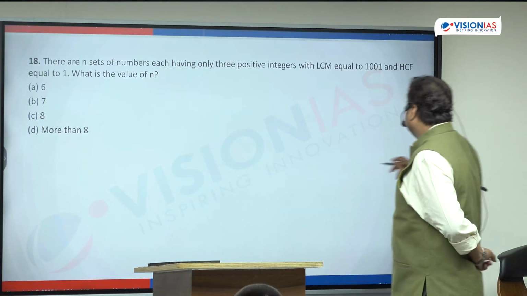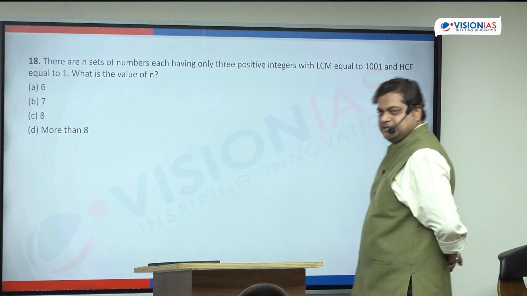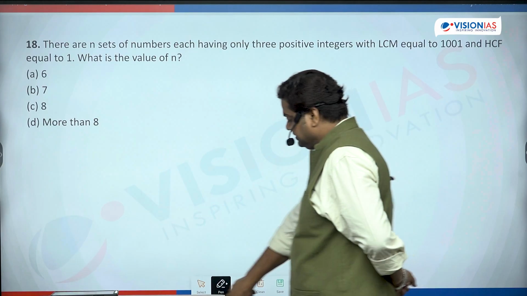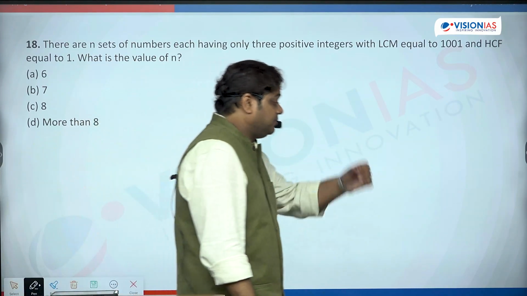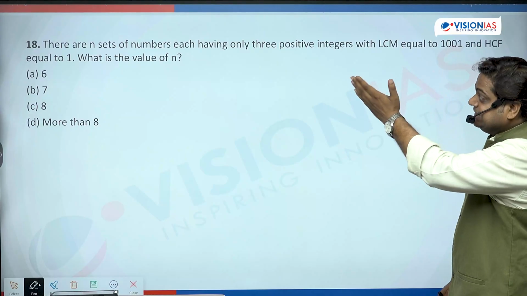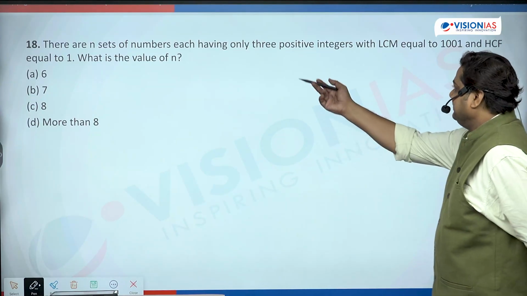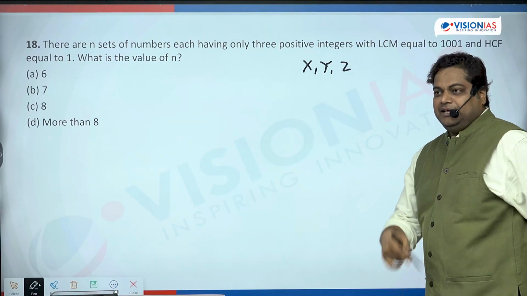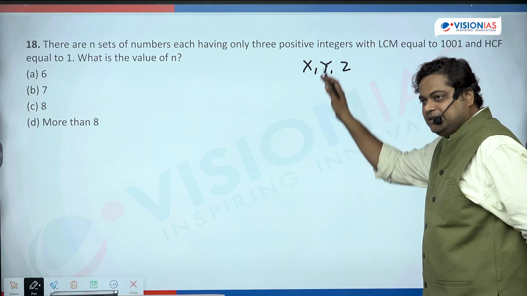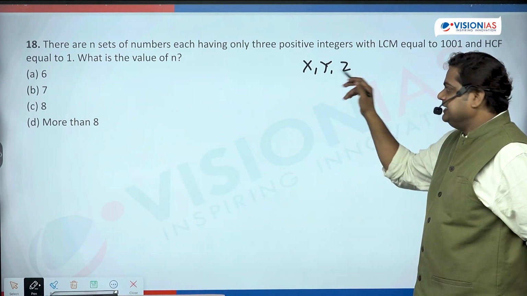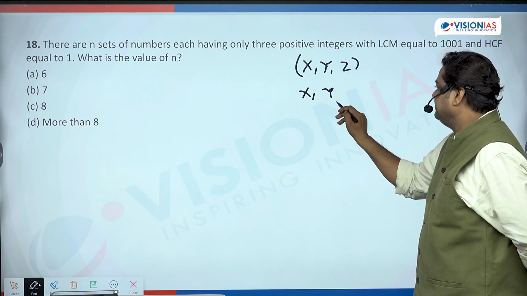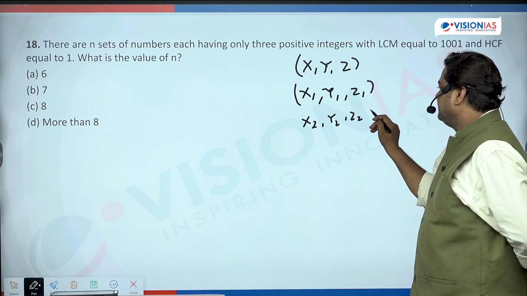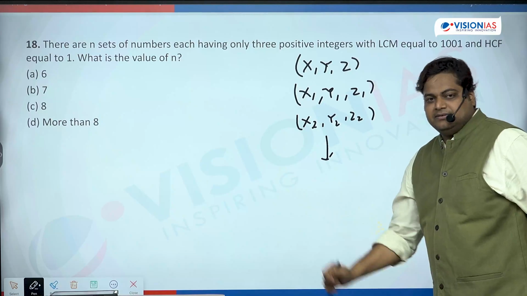There are n set of numbers. Now this question was doable. LCM HCF. But इसमें भी we need to find out what can be different possibilities. See here, there are n sets of numbers, each set having 3 positive integers. So this way x1, y1, z1, this way many possible values we can have. This is one set. Second set, this way there can be n sets.